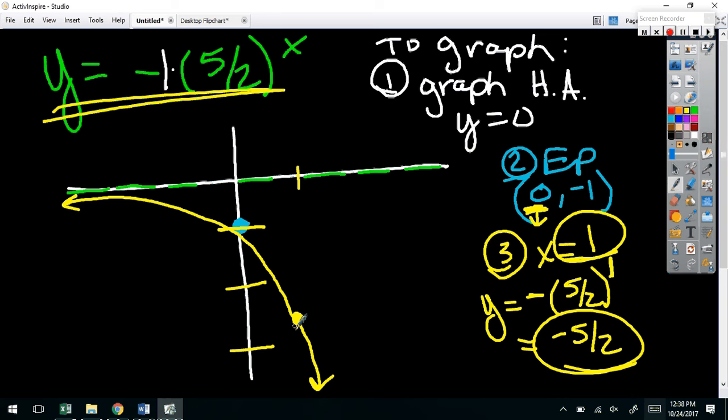You got it? How about the domain on this function? Negative infinity to infinity. Range is my y, yes? What's the smallest y can be? Negative infinity. And then it goes up to what? 0. Does it include 0? No, because that asymptote tells me I can get really, really close, but I can't actually touch.